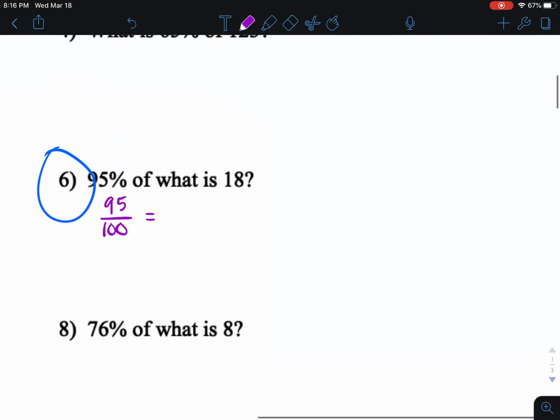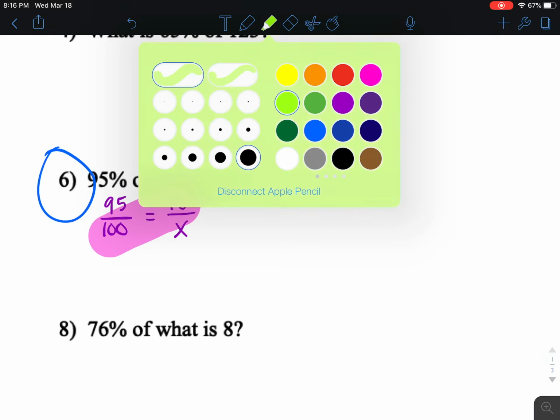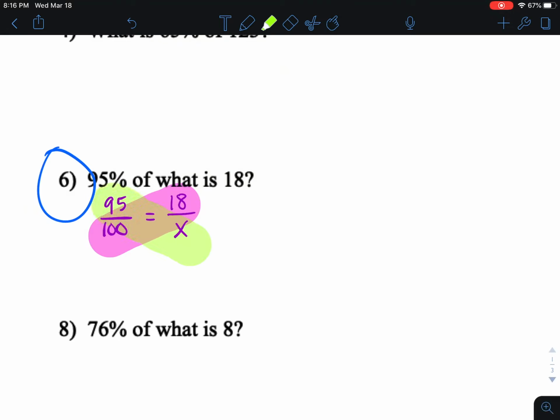So we have 18 as our part, right? And we don't know what our whole is, right? So that means if we got 18 questions out of how many on a test would give me a 95%. That's essentially what we're finding. So again, like before, we're going to cross multiply. Okay, it does not matter which way you cross multiply first.